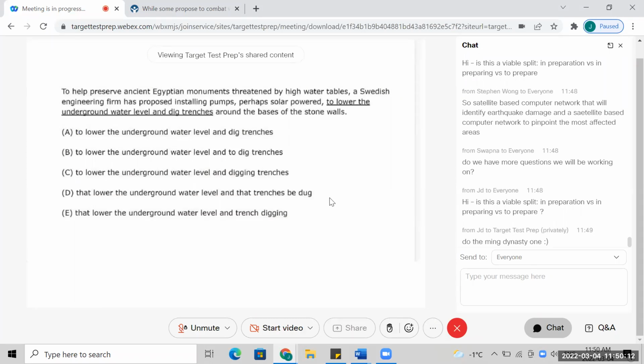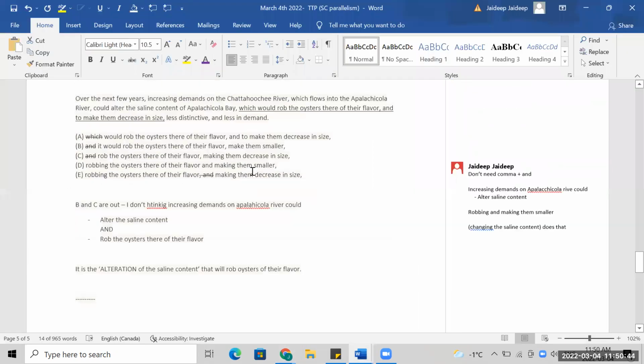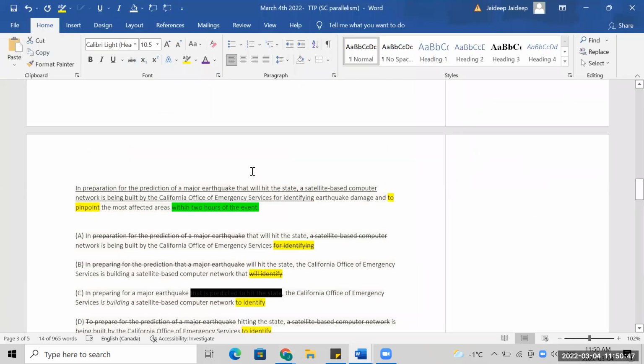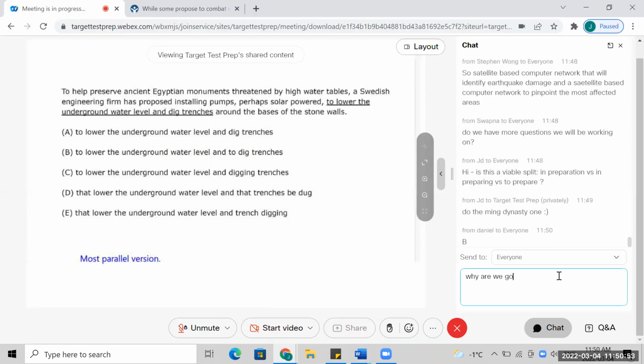So look at this one when you do it. There's a couple choices that kind of seem as if they can work. And we're going to go with the one with the most parallel version. Like eliminate the illogical one, the completely insane illogical one, and then go with the most parallel. So first, eliminate completely, like blatantly. How about that? Blatantly illogical. And then go with the most parallel.